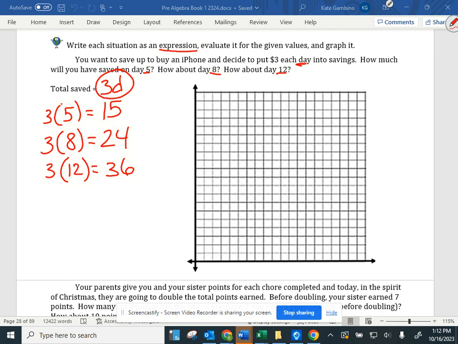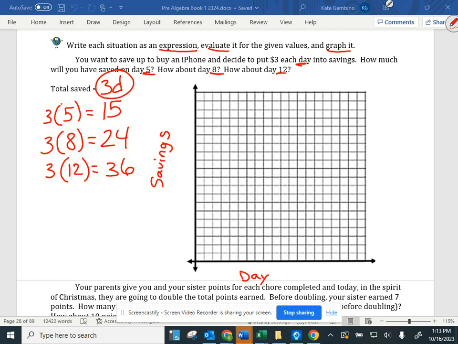So I wrote my expression. That was the 3 times D. I evaluated it for every day, so I answered each of these questions. That's evaluating it for the given values. Now I need to graph it. So when we look at our graph, what we're changing is our day, and what we're finding is what we have in our savings. So we need to label our axes.